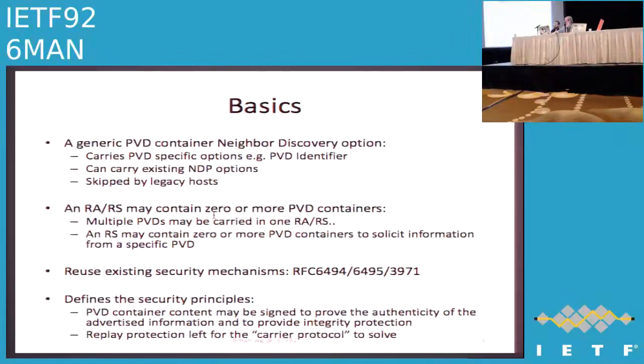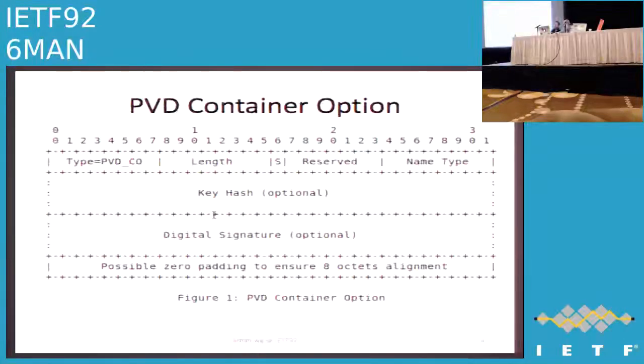Okay, so this is how the option looks. We can take detailed questions over email or offline. But the idea is there's a key hash which authenticates the information that's sitting in there. So it's possible that the information in the container is authenticated by the source. Your company could sign something that is sent by somebody else, but you can still have an assurance that it's coming from the source that is claimed here.